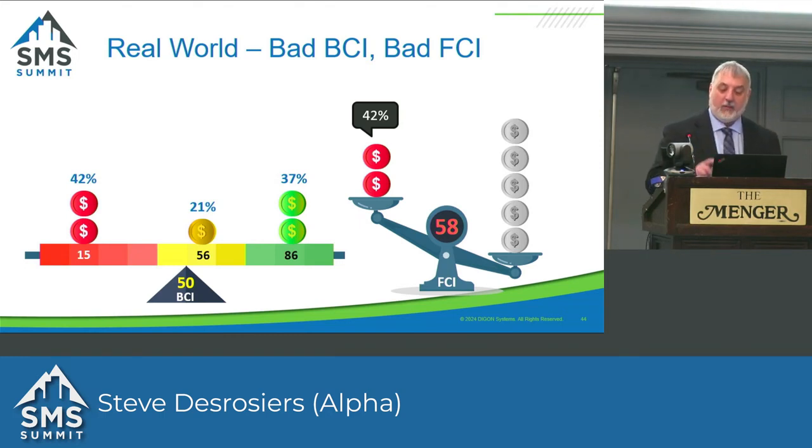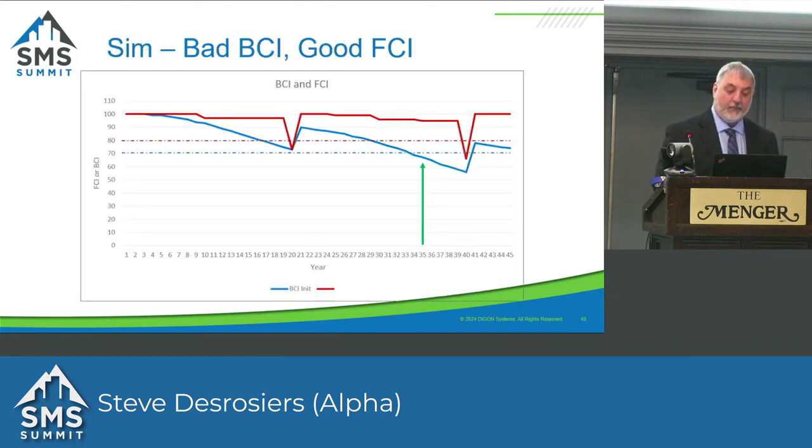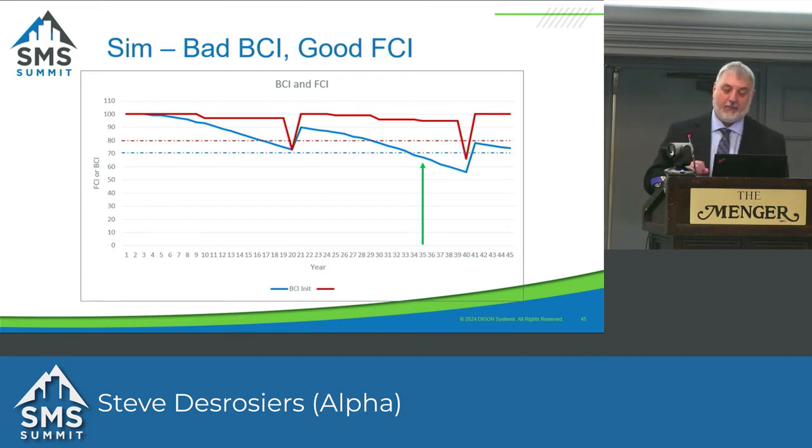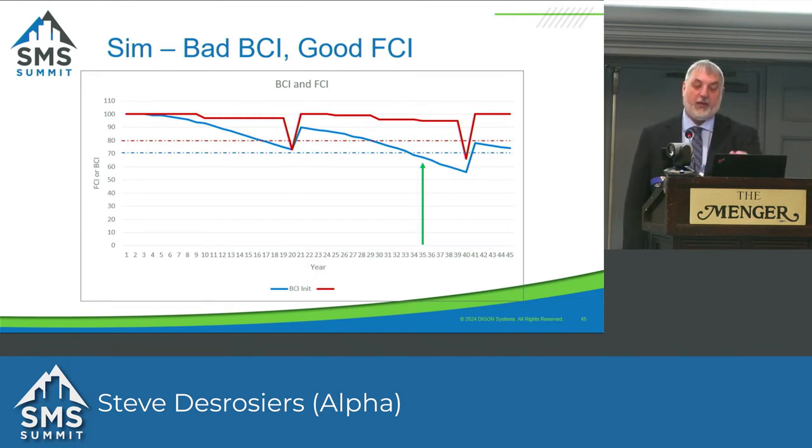But now, can you have a bad BCI and a good FCI? So we're going to look at line 34, but if you'll notice, the BCI is bad from about year 32 to year 40 when things get fixed, and FCI is way up there, okay? To me, this makes sense because a section lives a long time in the amber range before it actually fails.